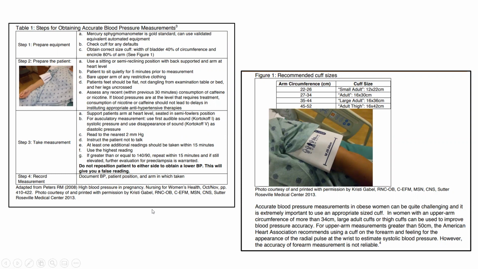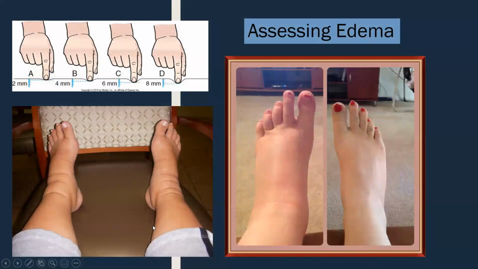Now, if you've been practicing for a while, you probably have heard people say, turn her to her left side and take it again. Well, we don't want to do that anymore. An accurate blood pressure needs to be just in the position the patient is in. We don't want to try to influence getting a lower blood pressure. We actually want to diagnose and be ready for it rather than trying to mask it.